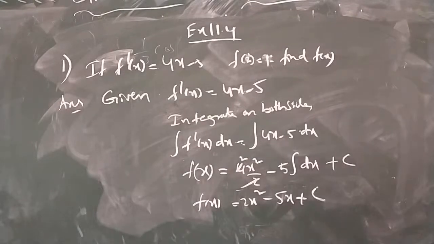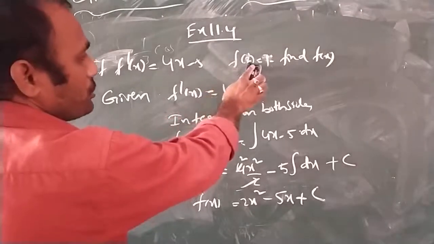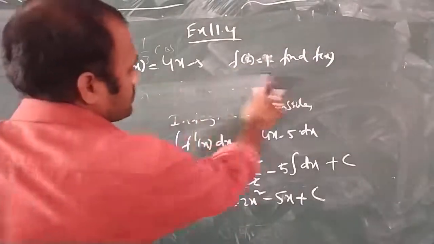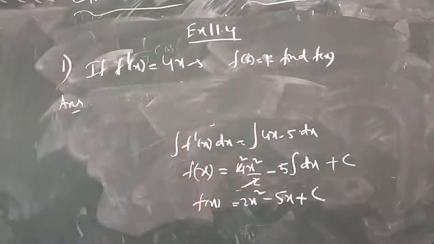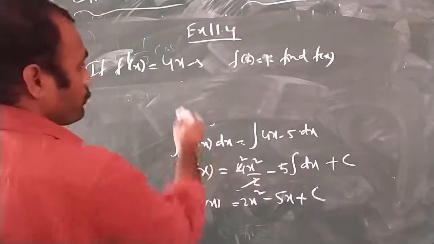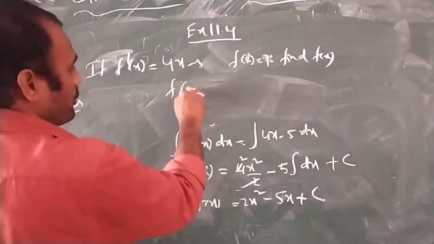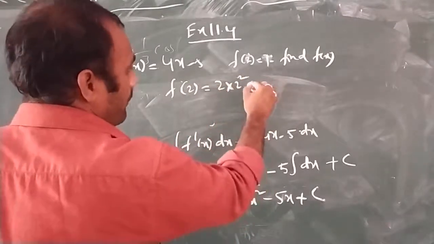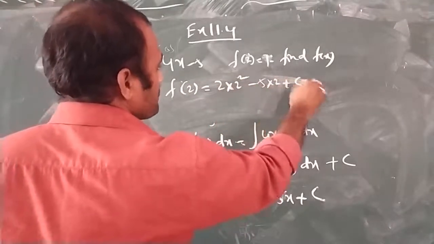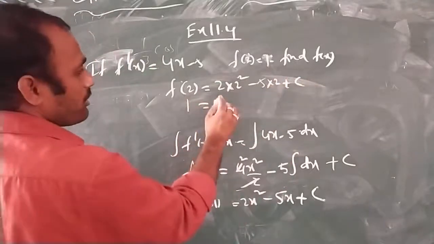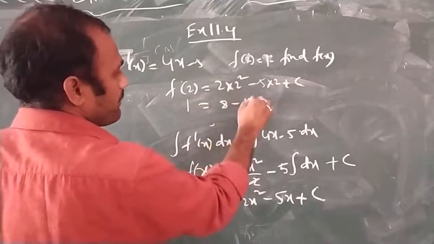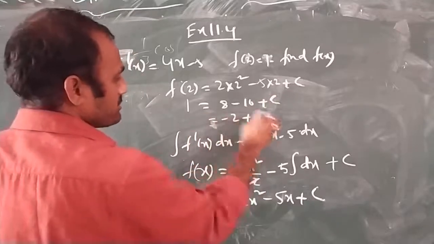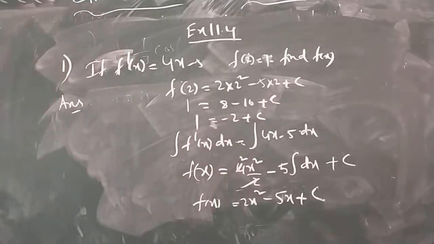Here one clue is there for us. If you substitute 2 in place of x, the answer should be 1. So that clue we will use here. F of 2 means in the function substitute the value 2. Now f of 2 is equal to 2 into 2 square minus 5 into 2 plus c. F of 2 value is 1. 2 square is 4, 4 twos are 8, minus 10 plus c. So minus 2 plus c equals 1. So c value is 3.